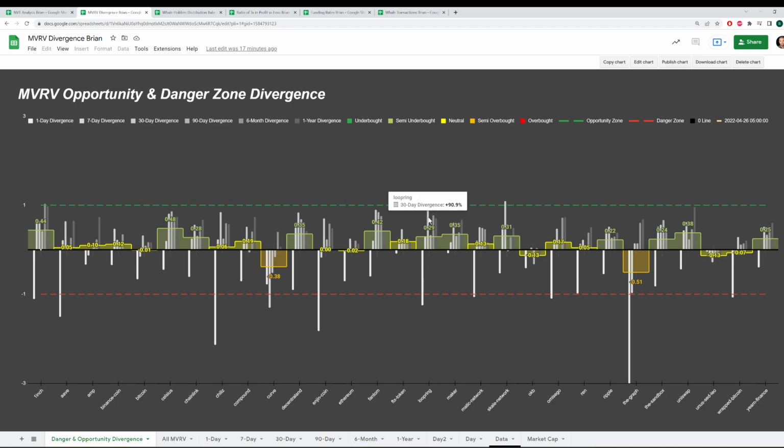But because we can see, the 30-day, 90-day, 6-month, 1 year, most of these assets have struggled over that time period. That's why they're creating a semi-bullish divergence in many of these cases, or semi-underbought as it's marked on this particular model. So that's a little bit on MVRV.